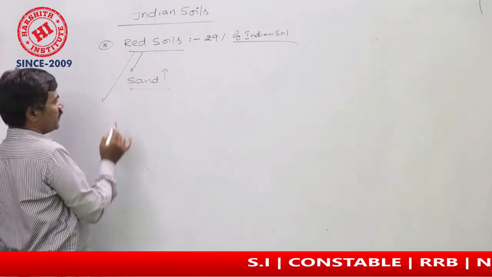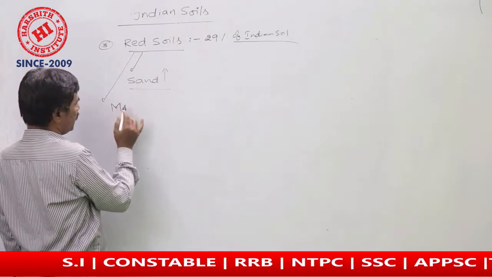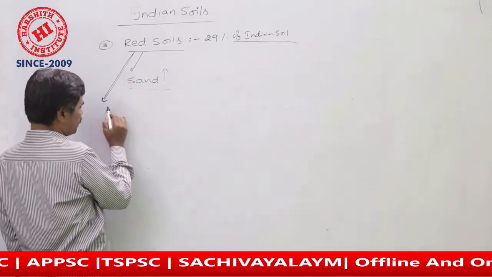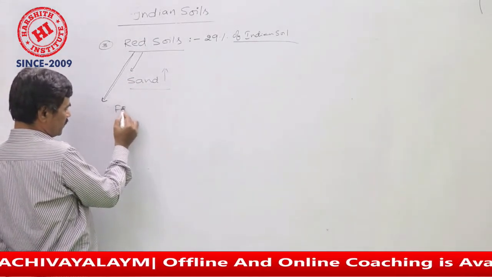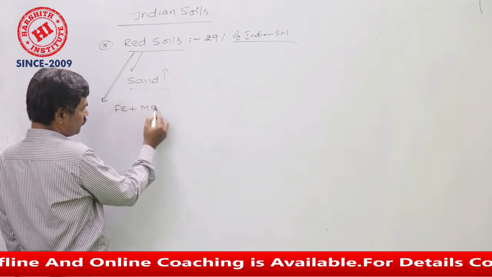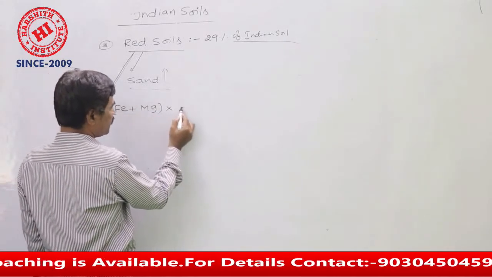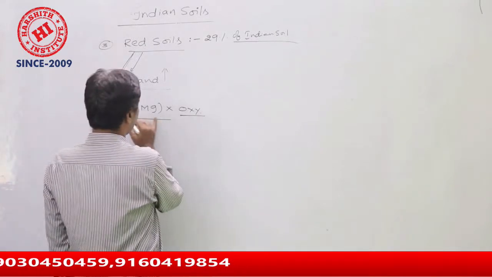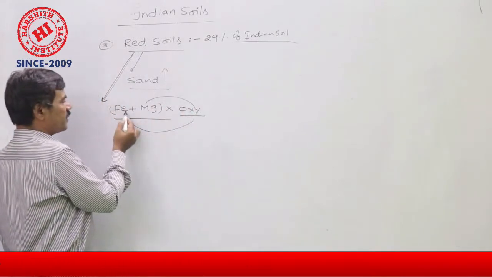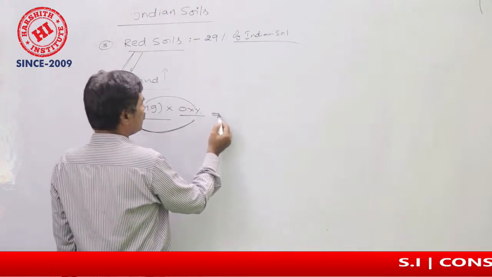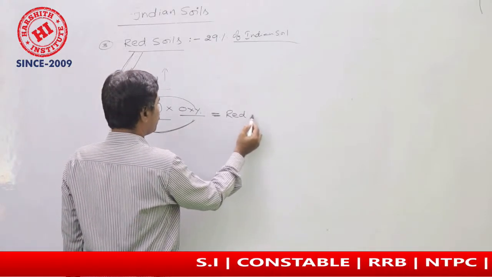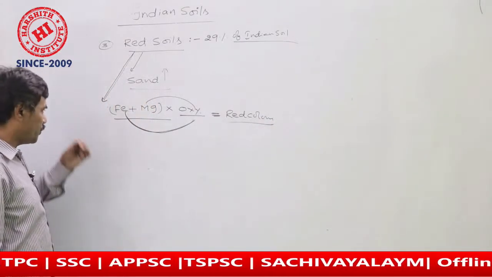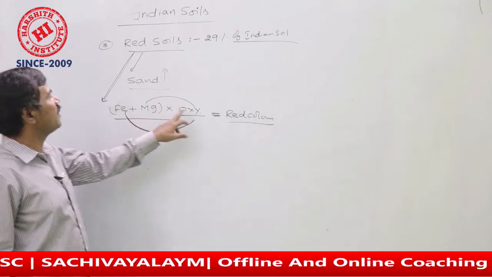The minerals in this red soil are responsible for the red color. There are two types of minerals that are the main reason: ferrous and magnesium. Both are oxidized into ferrous oxide and magnesium oxide. By the combination of these oxides, the soils get the red color. So the red color of these soils depends on two mineral factors, ferrous and magnesium oxides.